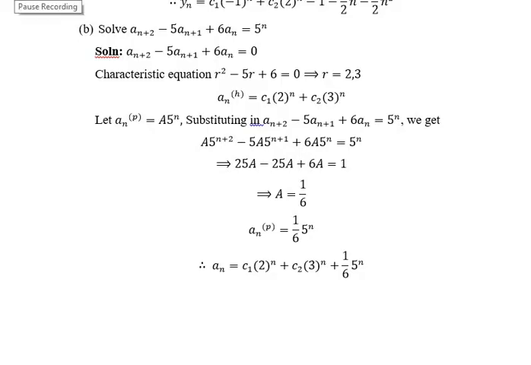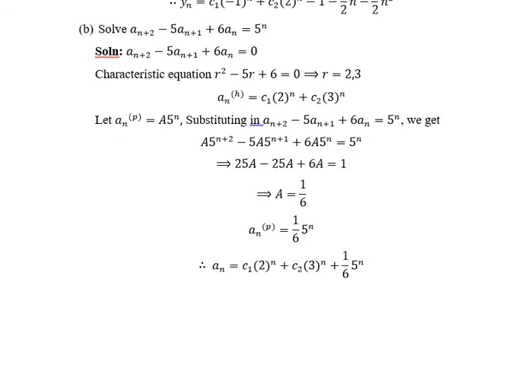First of all, this is a non-homogeneous equation. Your function, that is your right hand side f(n), is equal to 5 raised to n. So you know that the general solution will be a_n^h plus a_n^p. We will find what a_n^h is first.